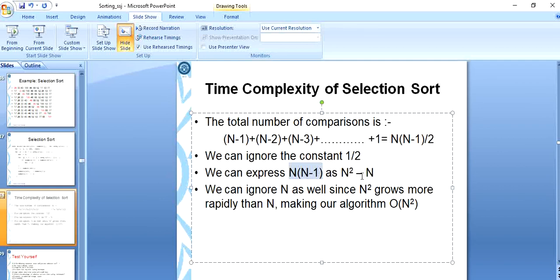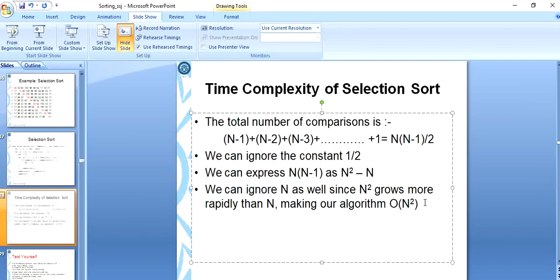So this part also we have discussed. N square is a higher order term and n is a lower order term, so we neglect n as compared to n square. So we can ignore n as well since n square grows more rapidly than n. I have explained this in the previous lectures also. So our algorithm time complexity is order of n square. So in case of bubble sort, time complexity is order of n square.